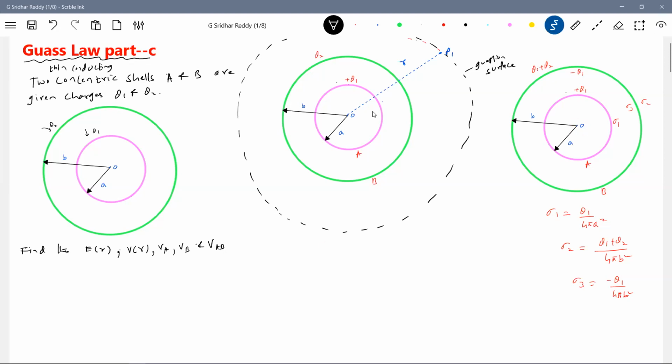So now we know the electric field strength. EP1 should be equal to K (Q1 plus Q2) by R square, where R should be greater than B. The point lies outside. Similarly, what is the potential? K (Q1 plus Q2) by R.